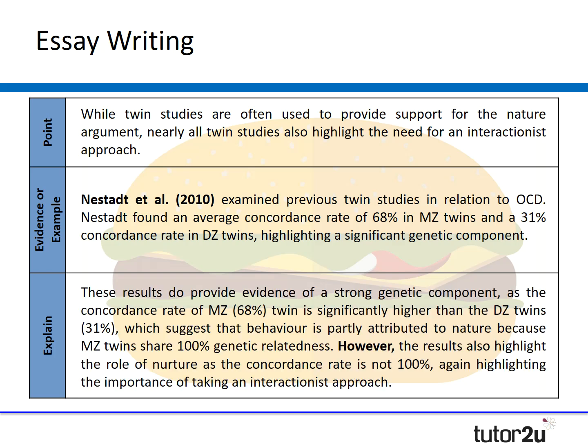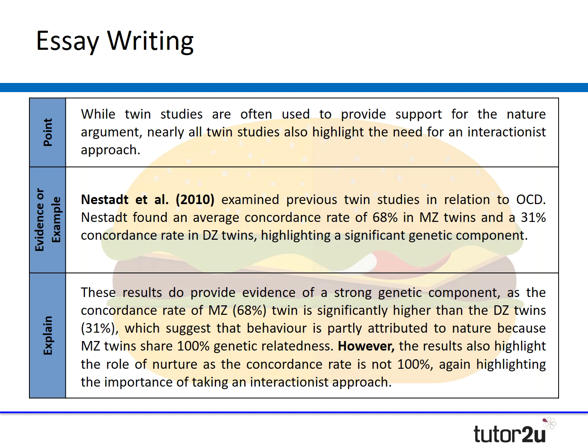Now again, on to the final point, the explanation. These results do provide evidence of a strong genetic component, as the concordance rate of MZ twins is significantly higher than DZ twins, which suggests that the behaviour is partly caused by nature because the MZ twins share 100% genetic relatedness. I'm going to go on from that, I'm going to expand it, as you can with evaluation. However, the results also highlight the role of nurture, as the concordance rate is not 100%, again highlighting the importance of taking an interactionist approach, okay?